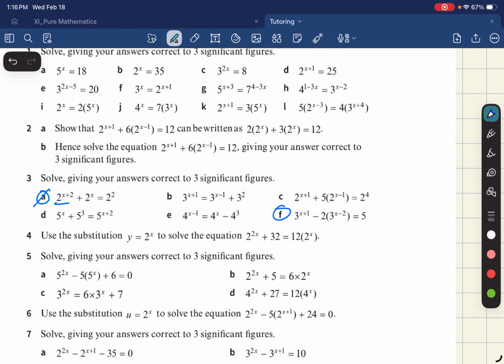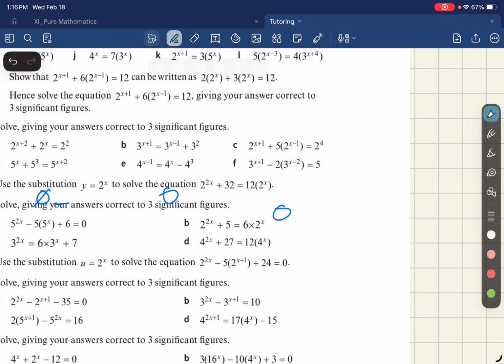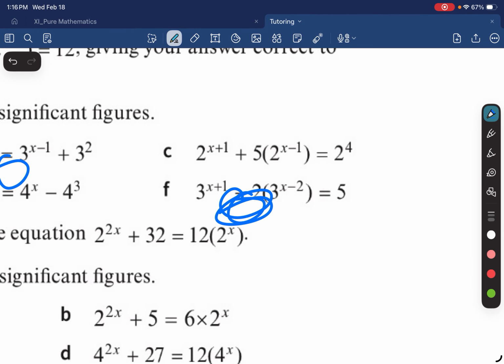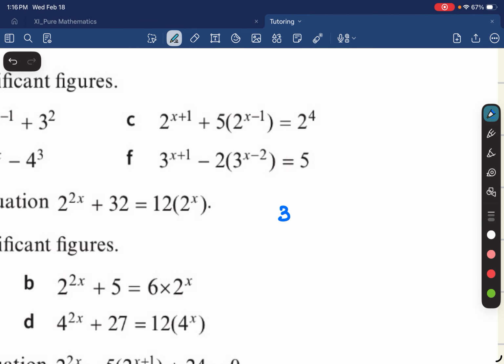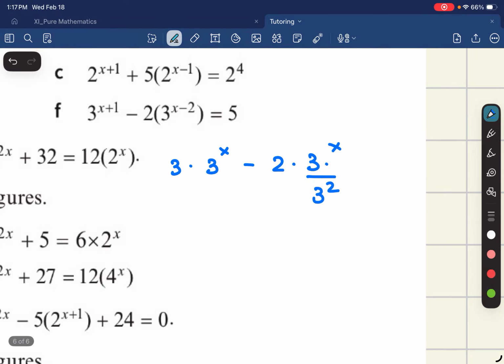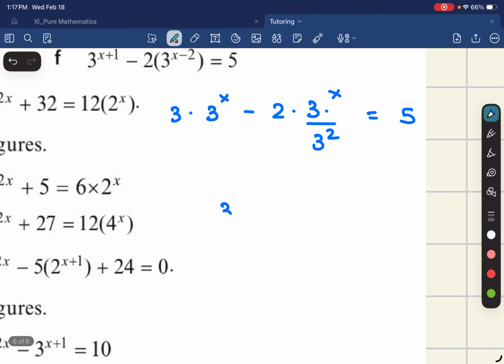So let me just do one more here. Or 2 more. Let's do 2 more. Let's do f. Well, f tells me that I have 3 times 3 to the power x, because that's going to simplify to 3 to the power x plus 1, minus 2 times 3 to the power x over 3 squared, right? Because this simplifies to 3 to the power x divided by 3 squared. And this is going to be 5. So I have 3 times 3 to the power x minus 2 times 3 to the power x divided by 9 is equal to 5.